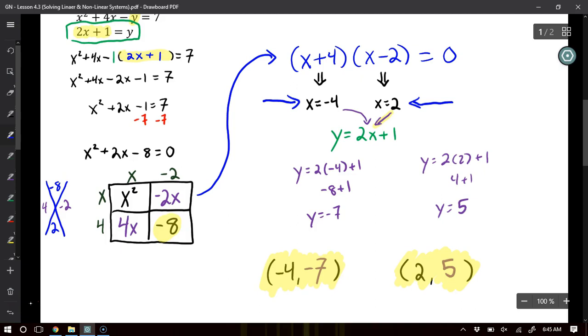Organization is really important in this lesson. And notice how I try to organize it. I try to do my solving on the left-hand side, and as soon as I factored, I went over to the right and got my coordinates.